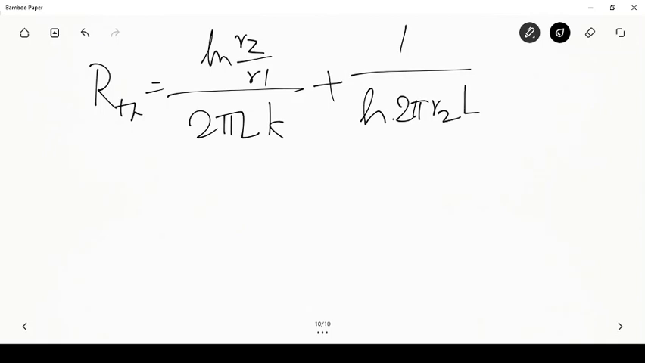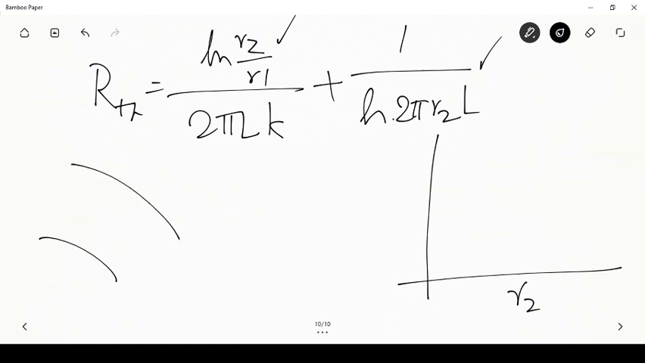Now what you observe is that if R2 increases, this term is going to increase in a logarithmic way, but this term is going to decrease because 1 by R2 decreases as R2 increases. So if I try to plot these two, let us say this is R2. What is R2? The outer radius of your insulation.